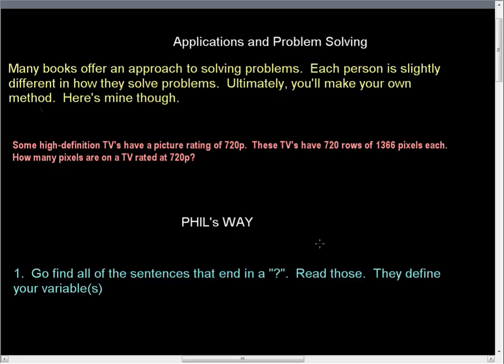So step one, I've got in red, by the way, I have a question. But step one, go find all the sentences that end in a question mark. Read those. They define your variables. Okay, so now I skimmed through it, and you can't see me pointing at the screen, but I'm pointing at the screen, skimming through it.